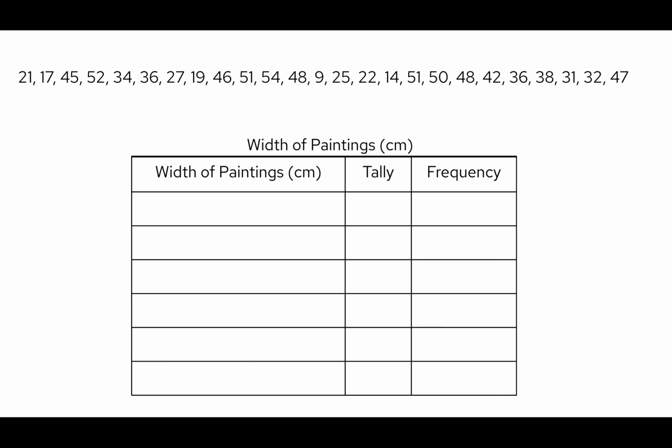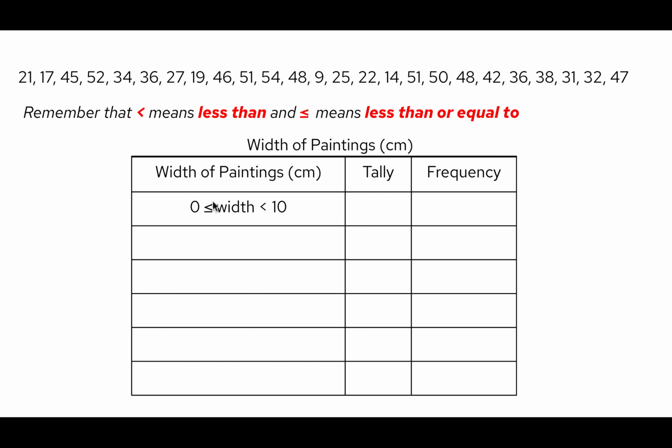So the first thing I'm going to show you is how we're going to write the width of paintings. It's going to look a little confusing at first, but bear with me. So here I have 0 to 10. Remember, our groups go 0 to 10, 10 to 20, 20 to 30. But notice here I have the word width, because it means the width for the numbers. So this right here means less than. So remember, this means less than. And this one here is less than or equal to.